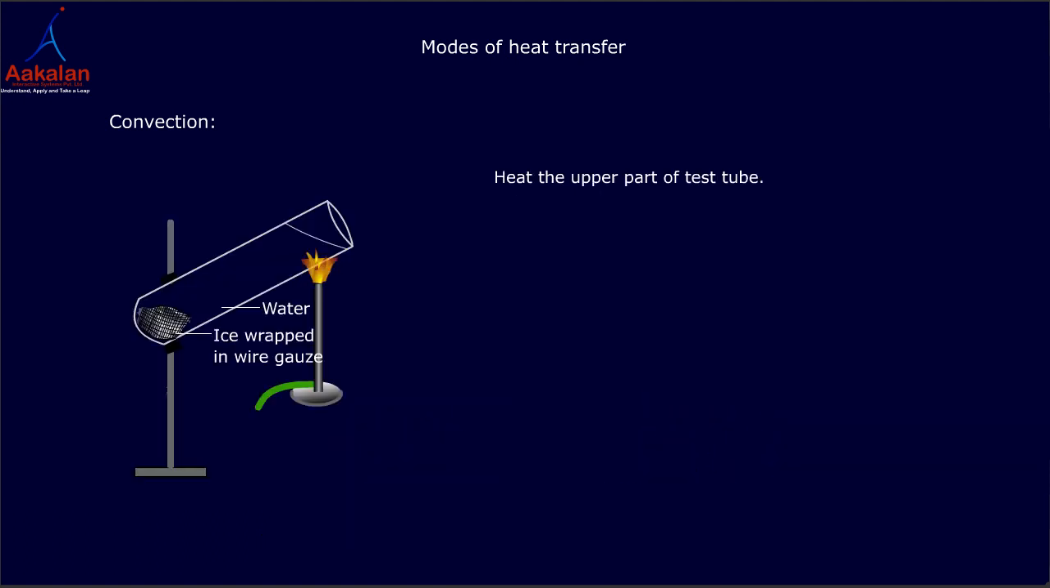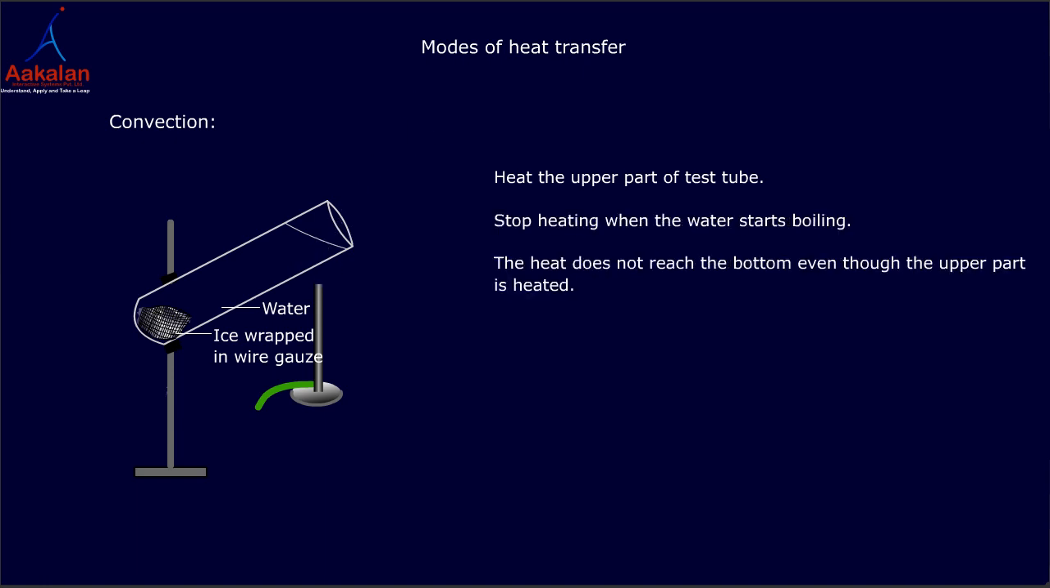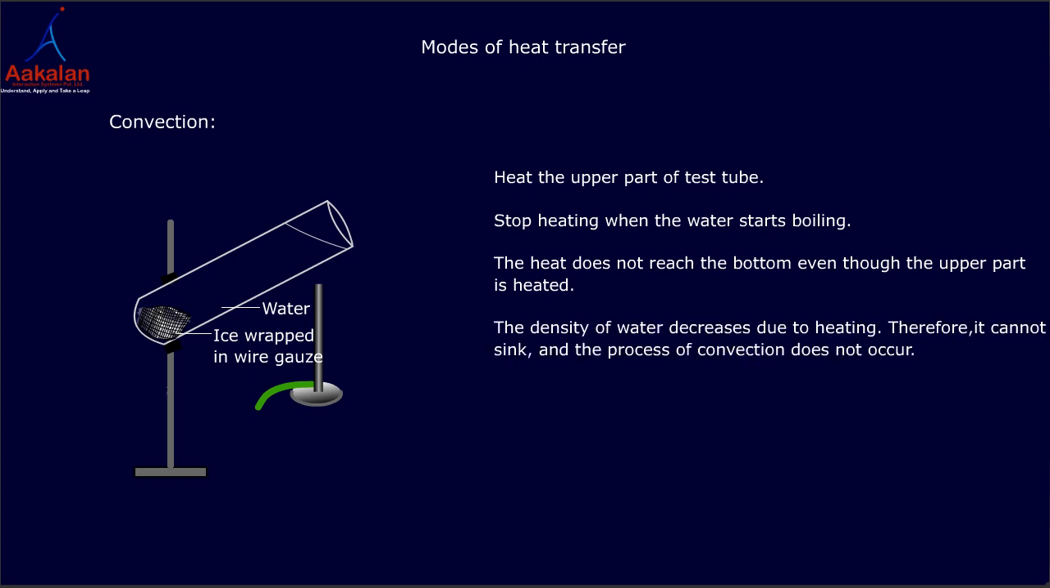Heat the upper part of the test tube. Stop heating when the water starts boiling. The heat does not reach the bottom even though the upper part is heated. The density of water decreases due to heating. Therefore, it cannot sink and the process of convection does not occur. Convection can occur in liquid and gaseous substances. Convection needs a medium.